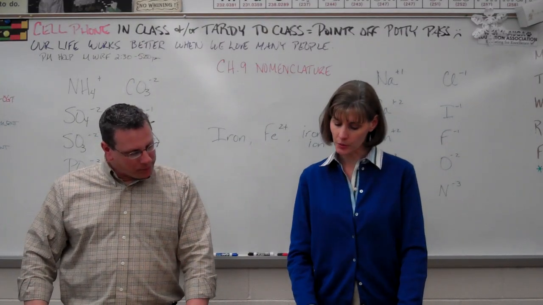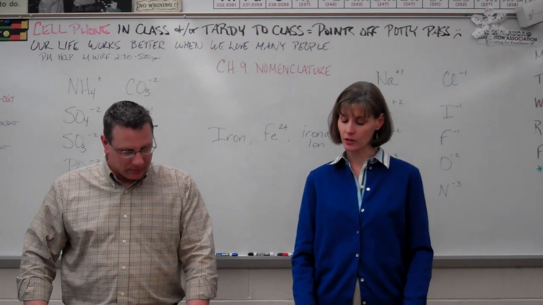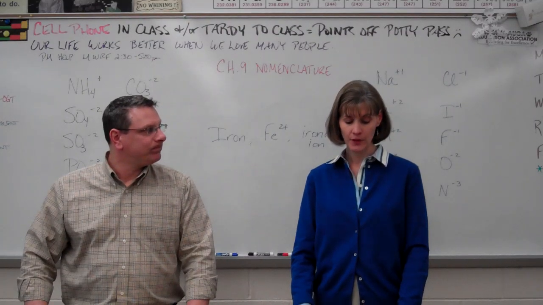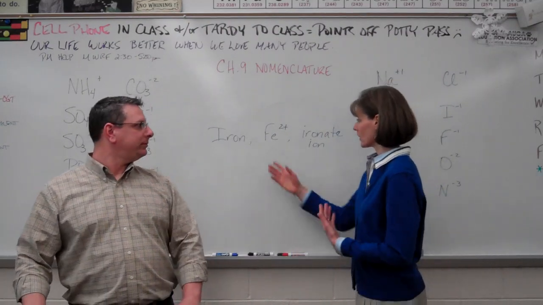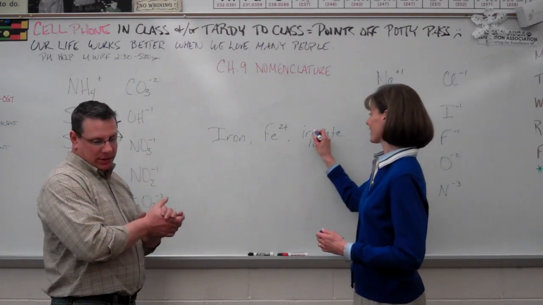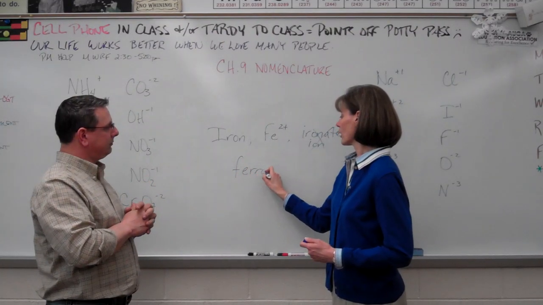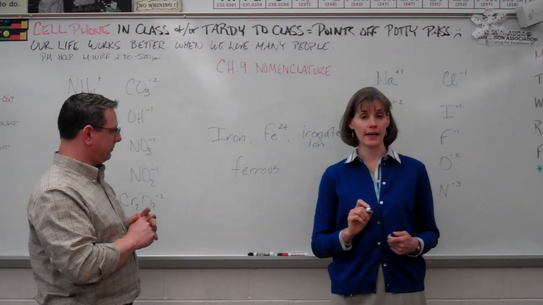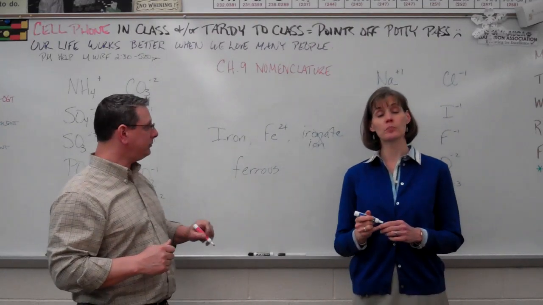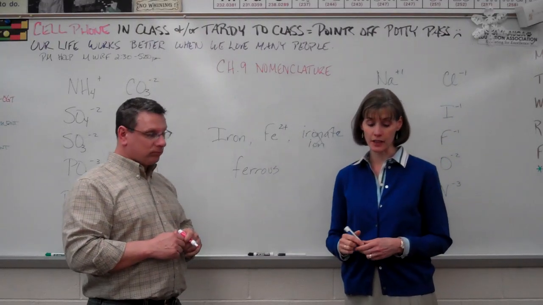All right, test hint number 3. How to write the stock system name when given the classical, the -ous/-ic name of a cation. Well, here's an example. Let's go back to this iron. This iron 2+ is not ironate. It is really the ferrous ion. And it's ferrous instead of ferric because it's +2 instead of +3. Right. Okay, so it's at the lower oxidation state.